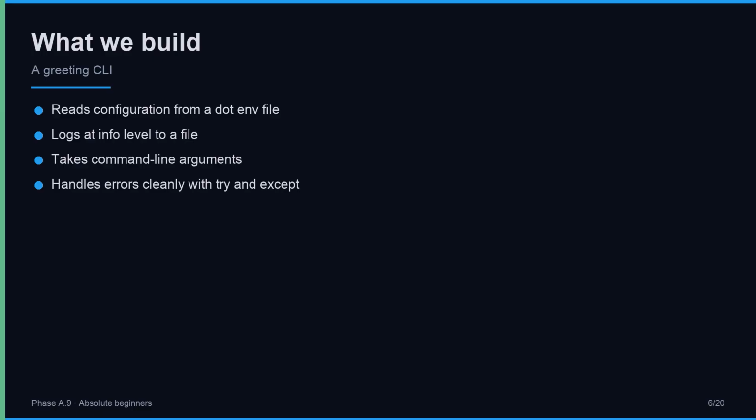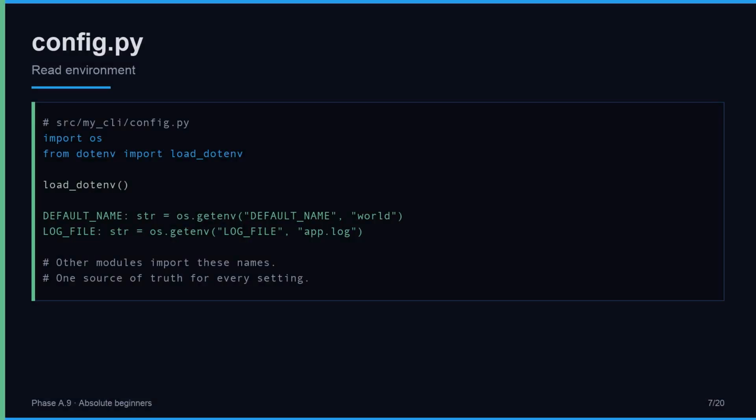A greeting CLI, open config.py. Import os and load_dotenv. Call load_dotenv to read the .env file. Expose 2 constants with type hints. Default name is a string read from the environment, defaulting to world. Log file is a string with a default of app.log. Every other module imports these names directly. This is the single source of truth for every setting in the program.